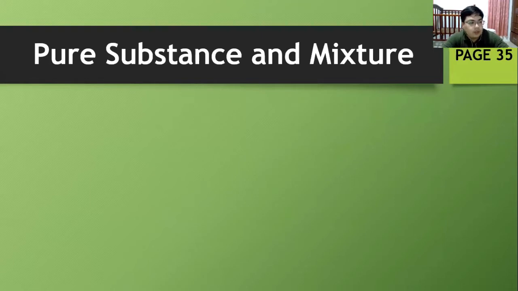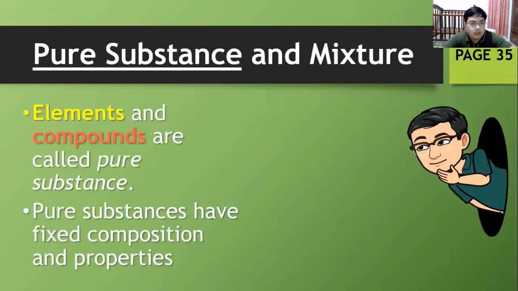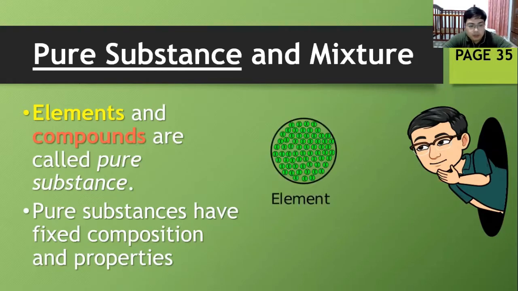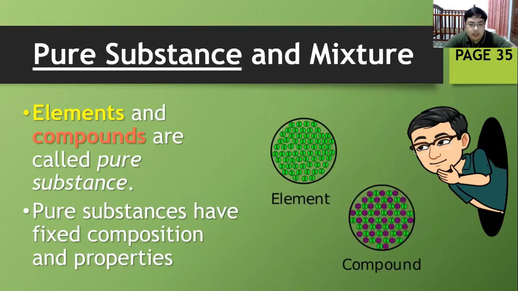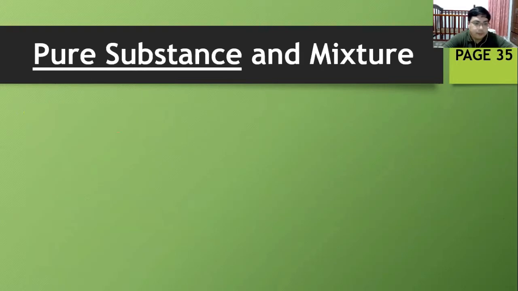Okay? So let's start first with pure substances. We're already on page 35. There are two things, the elements and the compounds, okay? The elements and the compounds are called pure substances. Pure substances have fixed composition and properties, okay?